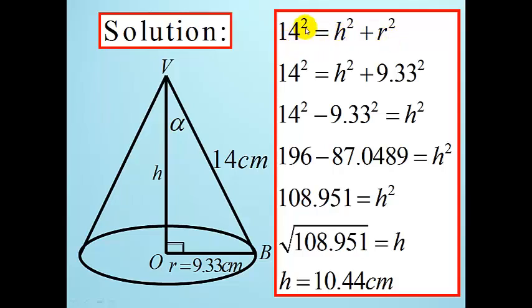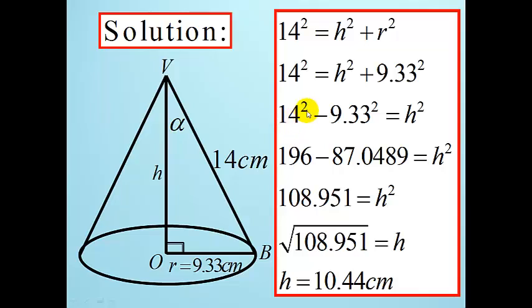So 14 square is equal to h square plus r square. Now we have 14 square is equal to h square plus, take note that the r, that is the base radius, is 9.33. So we have plus 9.33 square. Don't forget that we are calculating for the height of the cone. So we have to make h the subject. That means that our plus 9.33 square on the right hand side becomes minus 9.33 square on the left hand side.